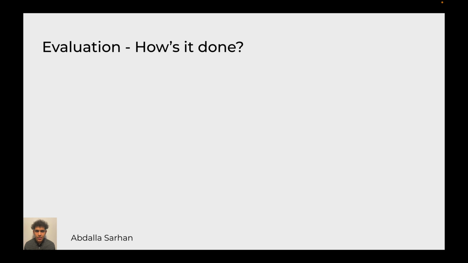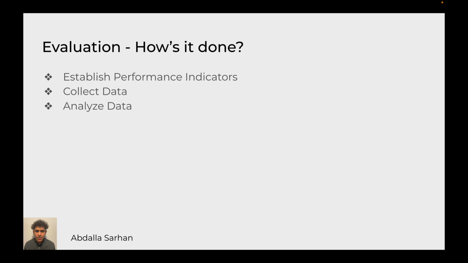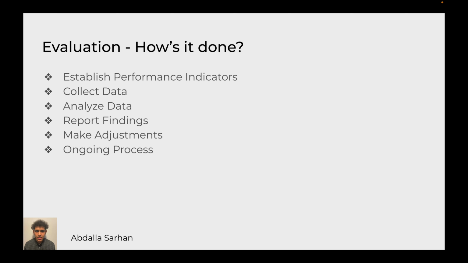First, we must understand how it's done. The evaluation is accomplished by establishing performance indicators, collecting data, analyzing that data, turning it into a report, and making adjustments as needed. This is an ongoing process that can be repeated in the future. Now we can get into more detail on each step of this process.